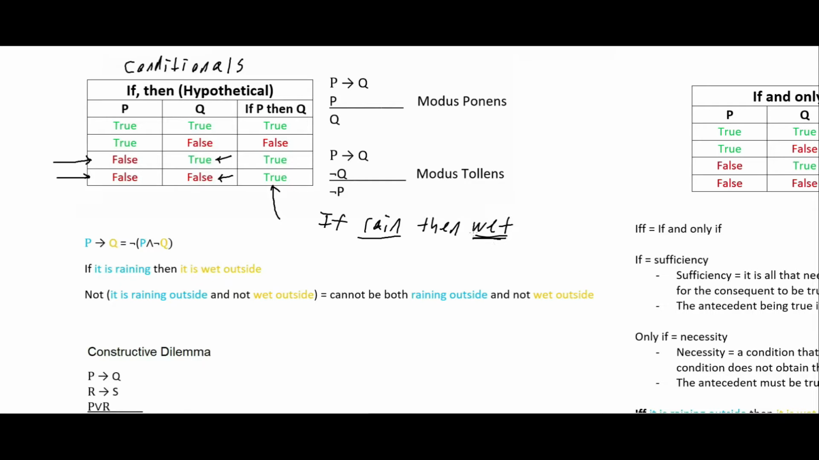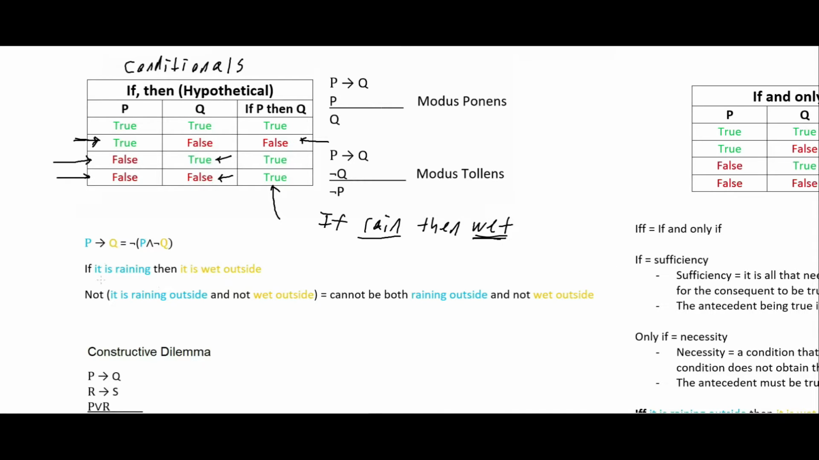But we're saying that if it is not wet, so this one right here, if it is not wet and it is raining, that is a false statement. By denying the consequent, we're saying that it cannot be true that it is raining, and that is why only this second one here is false. We'll see that's a little bit different when we're talking about if and only if.